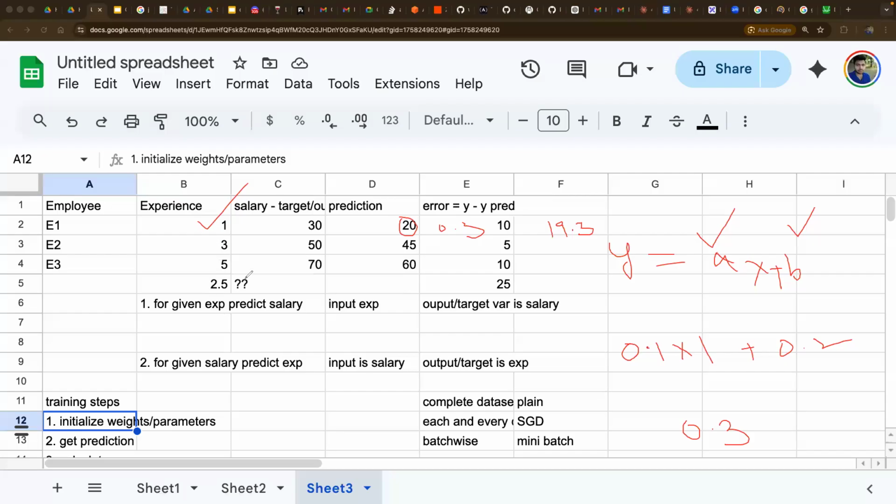Similarly, we do for the remaining also. But for now, let us say we are following this one, stochastic gradient. We are adjusting the weights for each and every data point. So what we do here is, we need to minimize the error function, right? So we need to calculate the gradient first here. How do we calculate the gradient? That is dou L by dou W.